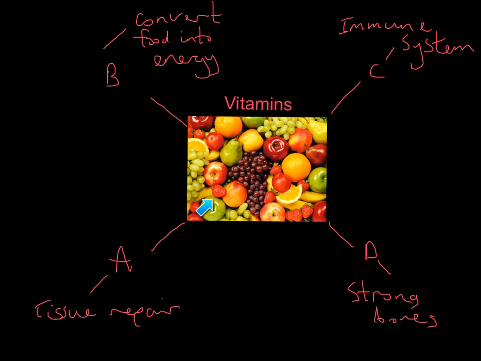And like I said, it's mainly your fruits and your vegetables that we're getting a lot of our vitamins from. The reason that you're told to have 5 different portions of fruit and veg a day, not just 5 portions of the same fruit or vegetable, is because each one contains a different vitamin. So by getting different portions, you're ensuring that you're getting a range of all these different vitamins.